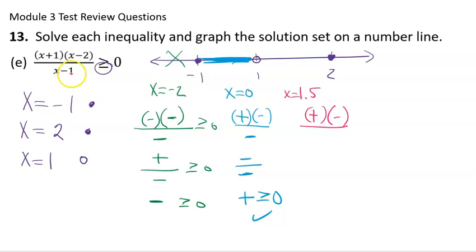1.5 minus 1, you're still left with 50 cents. So that's positive. Now, a positive times a negative in the numerator is a negative. Divided by a positive, a negative divided by positive is a negative. Is that greater than or equal to 0? Nope, right? That's out. Negatives are not greater than or equal to 0.